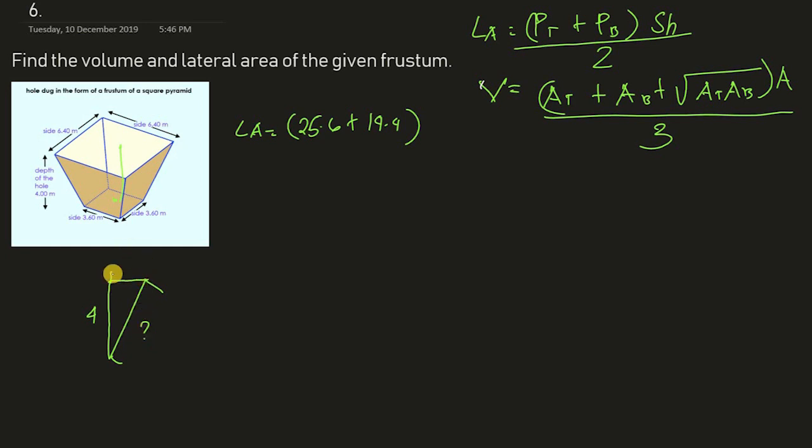Kasi alam din naman natin yung length ng portion na to. Kasi, kung square yan, let's top view. Magdodraw ako ng top view. Kung yan yung square, diba? Ito yung square. Ito, 6.4 yung buong to. Now, since same sila ng center, ito, this is 3.6.